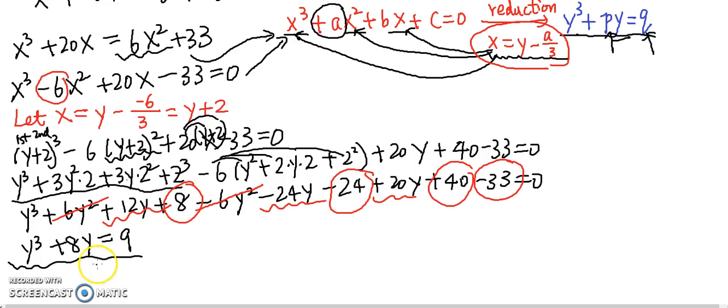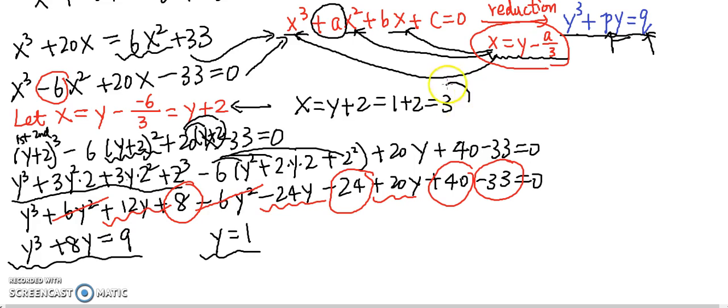So I'm just going to try to show. Suppose that we can plug in numbers and guess that we have at least one solution, y equal to 1. When we plug 1 in here, 1 cubed plus 8 times 1 is equal to 9. So if we find out what y is, we can plug back into the original equation, because x equals y plus 2, which means 1 plus 2, that's 3.